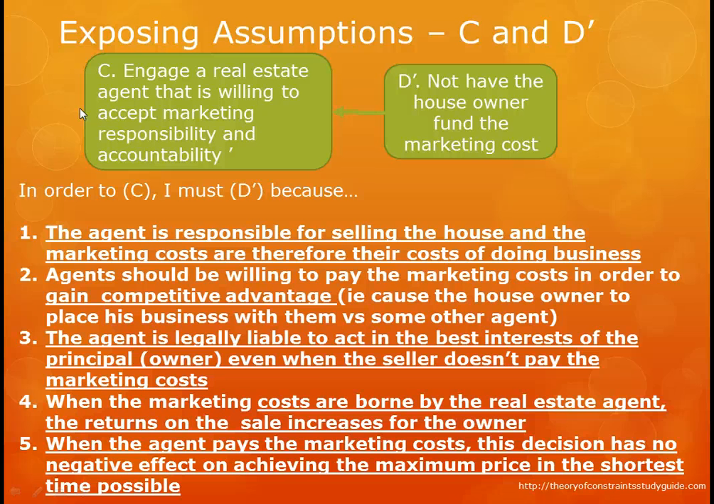Fourthly, when the marketing costs are borne by the real estate agent, the returns on the sale increase for the owner, which is an obvious statement, but it is an assumption that's being made. And fifthly, that when the agent pays the marketing costs, this decision has no negative effect on achieving the maximum price in the shortest time possible. So the owner's certainly making that fifth assumption. And again, bear in mind, one of the criteria for assumptions is we may not necessarily agree with any of these assumptions in terms of their validity. All we're seeking to do at this stage is define their clarity.